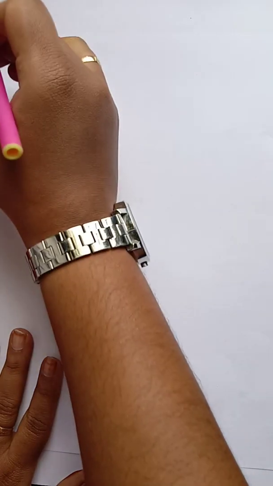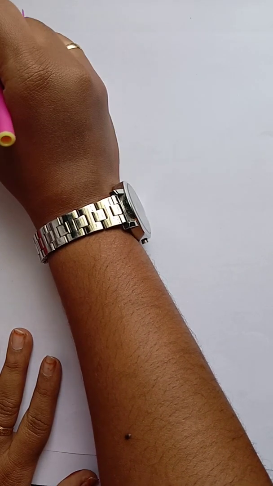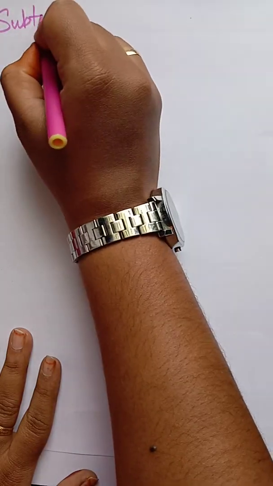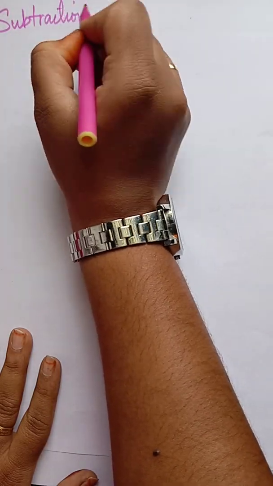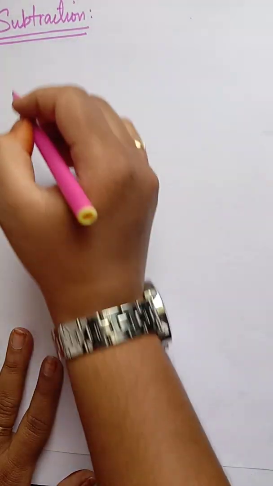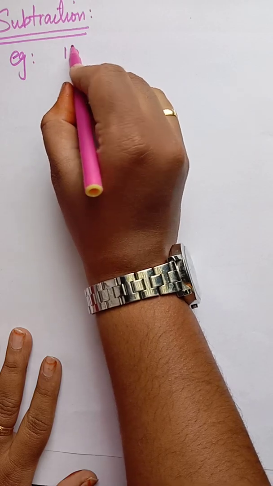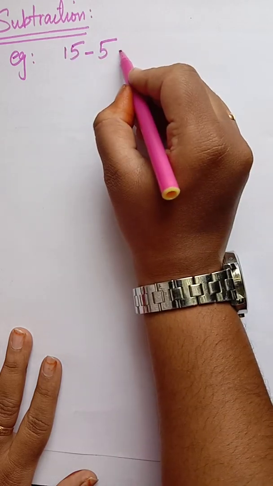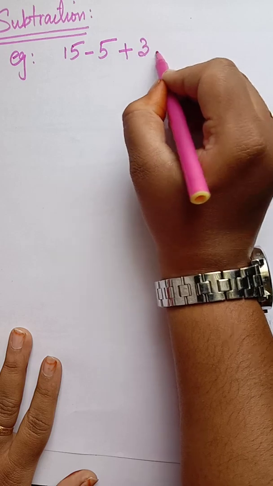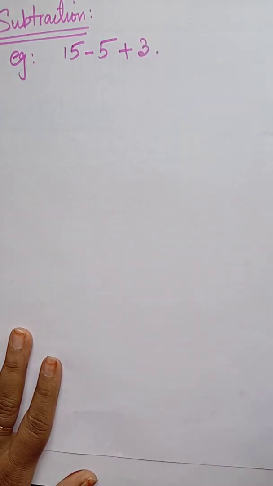Then the last thing. First one is bracket, second one is division, third one is multiplication, fourth one is addition, and the last thing is subtraction, that is the fifth one. Here it is subtraction. So we can see subtraction by using an example itself, that is 15 minus 5 plus 3. You can write it like this. First we have to see bracket. Can we see any bracket here? No, we can leave it.